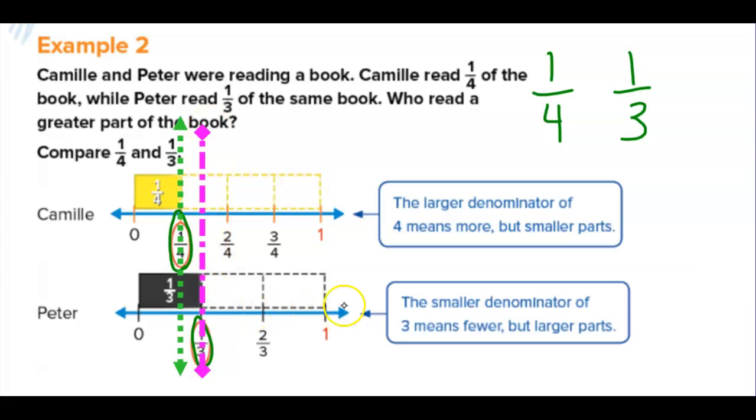So the one that is closer to your one whole is going to be your greater fraction. 1/3 is our greater fraction. Whoops, I can't write like that. 1/3 is the greater fraction.